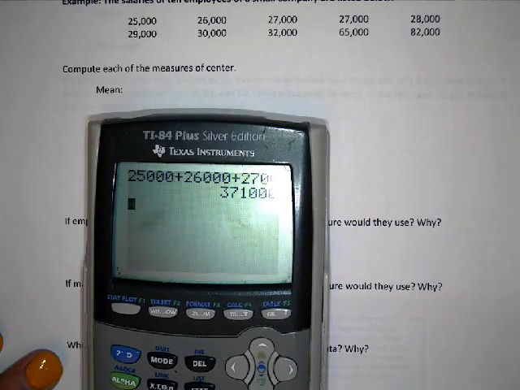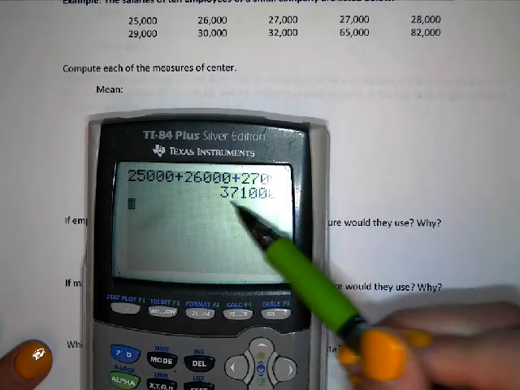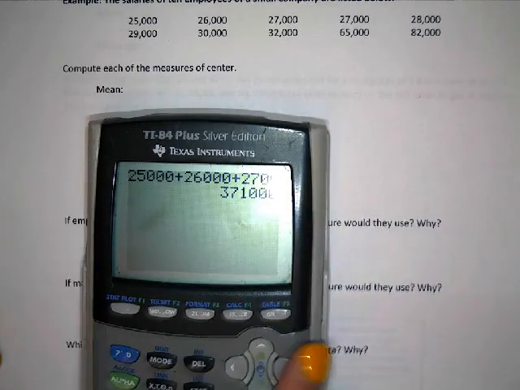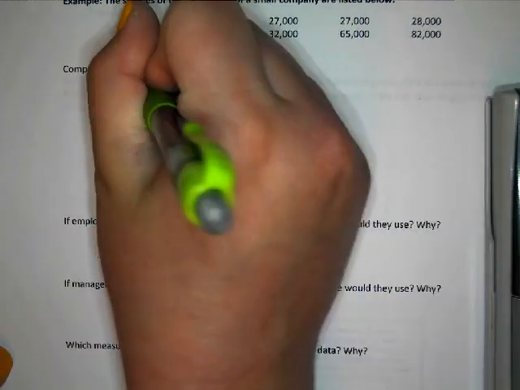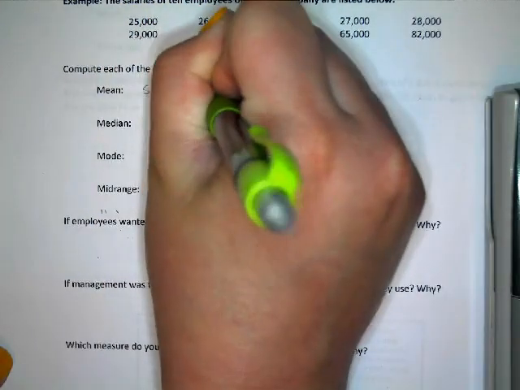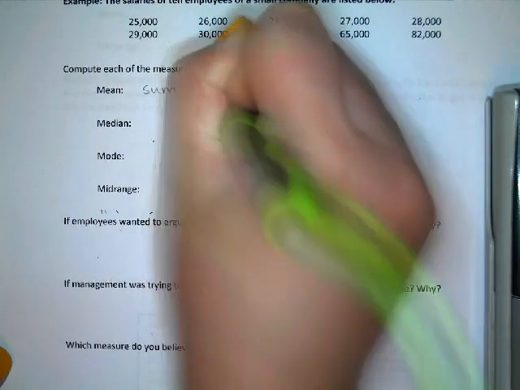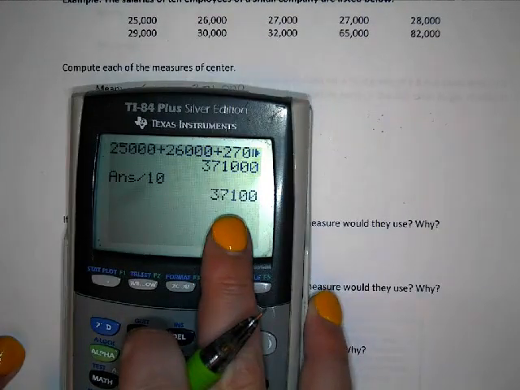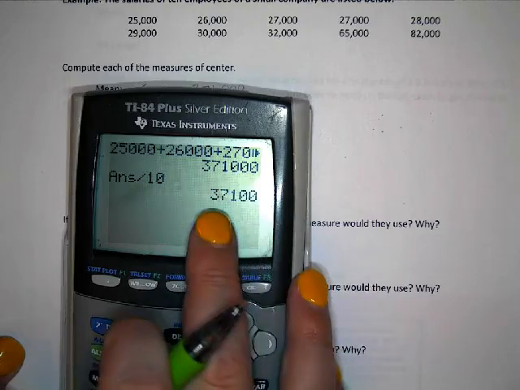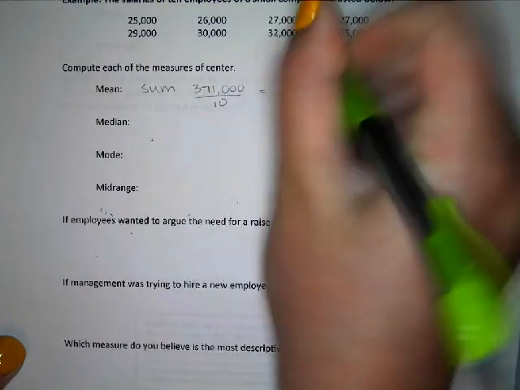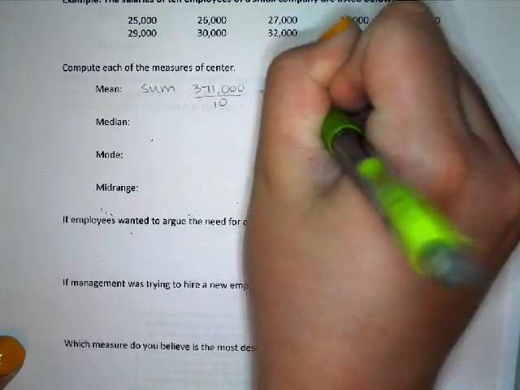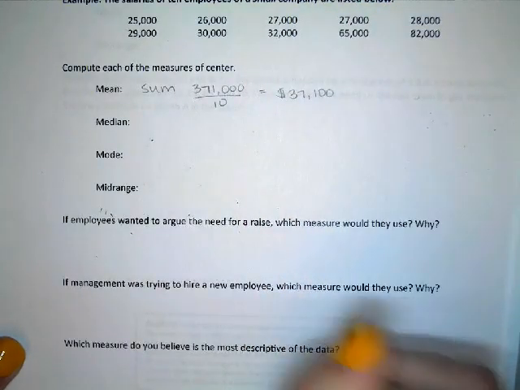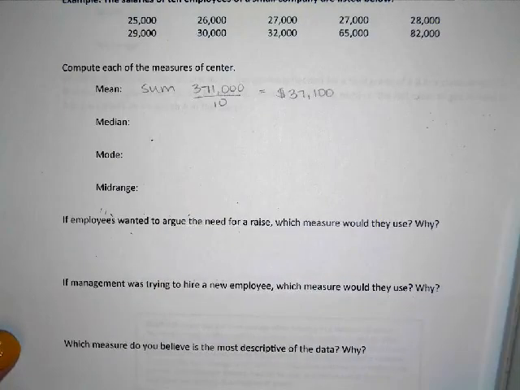Typically when I'm doing this, I add my numbers up more than once to make sure that I've got the right answer. But I've already done this, so I know that I got it right. So we have $371,000 total. And when I'm showing my work, I often write that out. So my sum was 371,000 total, and I'm going to divide it by 10 because there are 10 salaries. And so the average, the mean would be 37,100. And we'll talk a little bit more later on in the notes about why I caught myself when I said average.